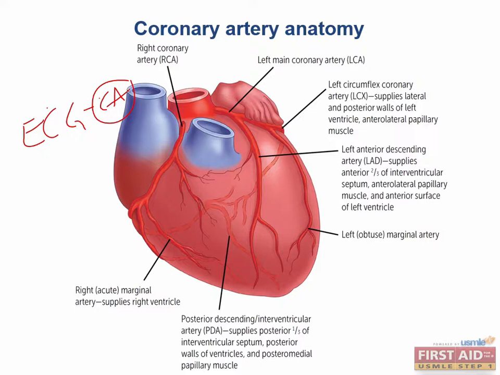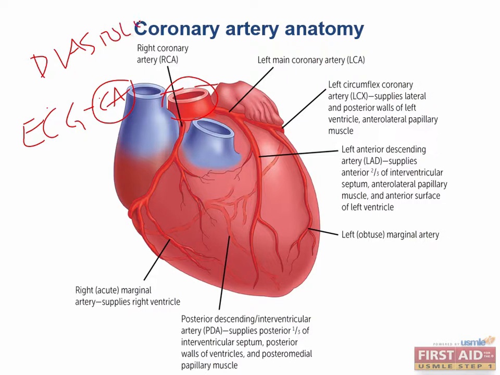Now, the coronary arteries originate here at the root of the aorta, just above the aortic valve cusps. Imagine that the leaflets are right here. The aortic valve leaflets actually block the opening to the coronary arteries in systole, which is why the majority of the blood enters the coronary arteries in early diastole.